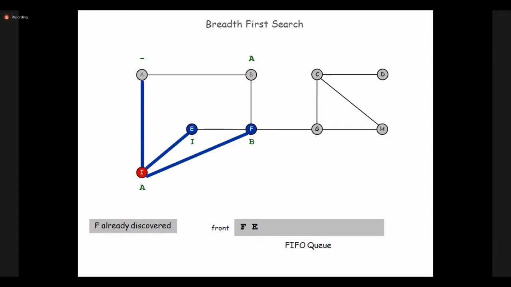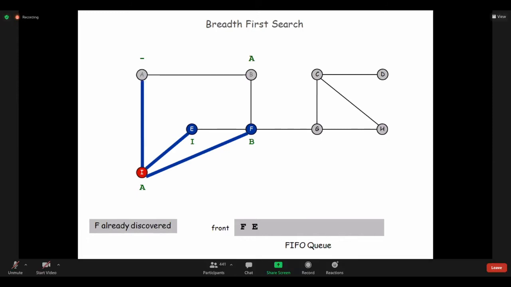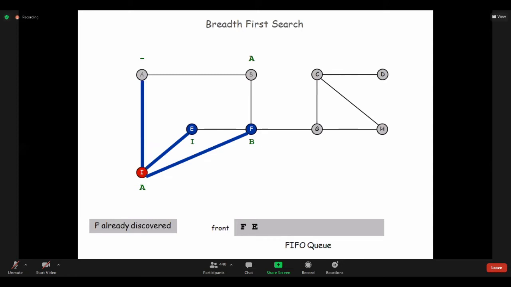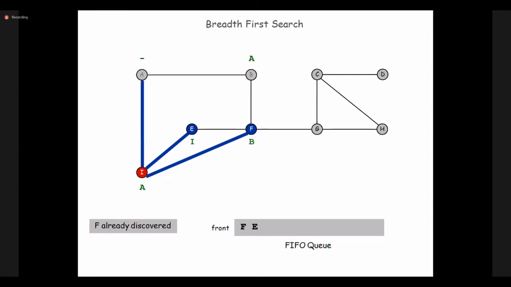E is already visited, na? We should delete an item from the queue. Which item should I delete? F. So for F, who are the neighbors? G, B. B is already visited, na? So only G we should consider. So G should be placed onto the queue.